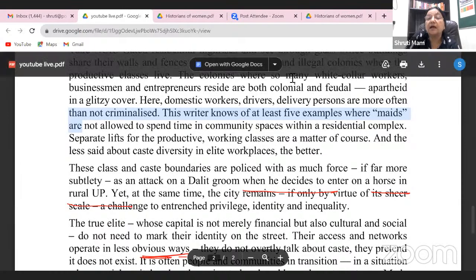Clear? Can you see another example to prove his point, of a Dalit groom who plans to ride a horse? Yet at the same time, the city remains, if only by virtue of its sheer scale, a challenge to entrenched privilege, identity, and equality. Can you see the central idea?